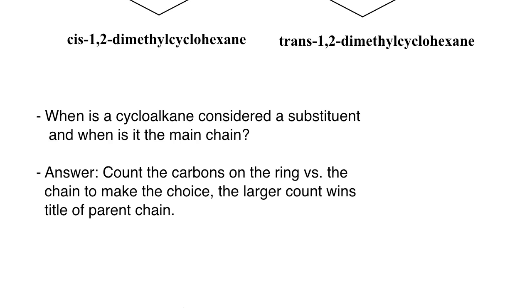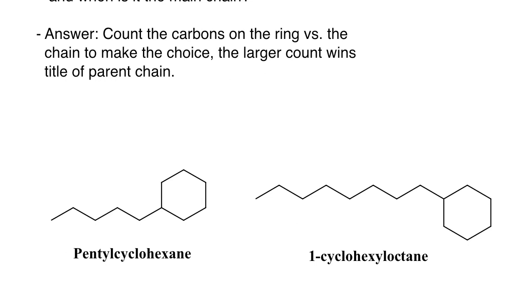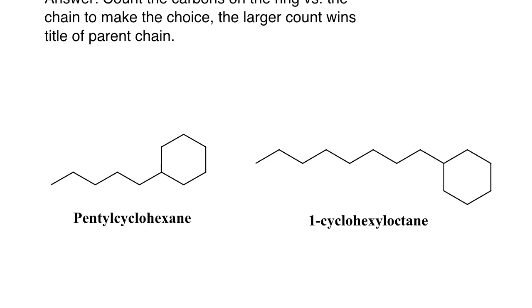Okay, and the larger count is going to win the title of being the parent chain. And if the cycloalkane is not the parent chain, it becomes a substituent and it is named as such. So let's take a look at two examples here. On the left, you can see where the case is made for the cycloalkane being the parent chain.